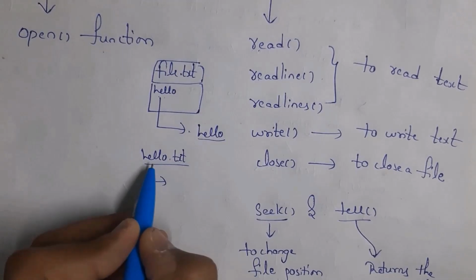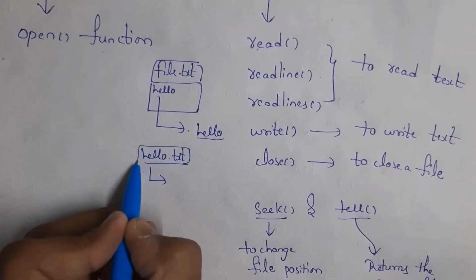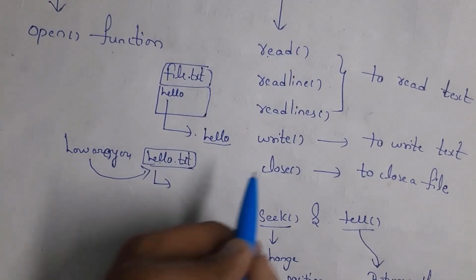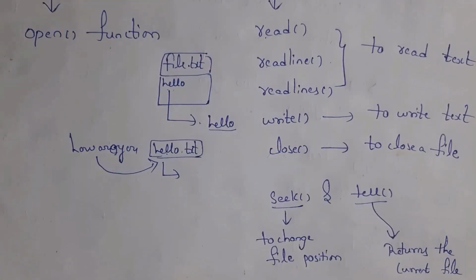Now I want to add text, how are you, into this file hello.txt. In order to add text into this file, you need to use the write method. For example, my text file name is hello.txt. Now I want to add text, how are you, into my file hello.txt. In order to add any text into your file, you need to use the write method.